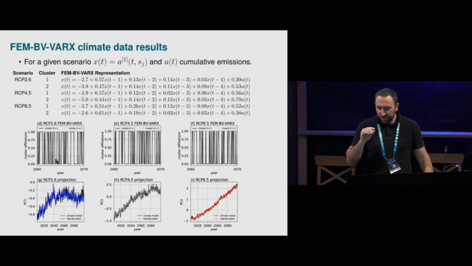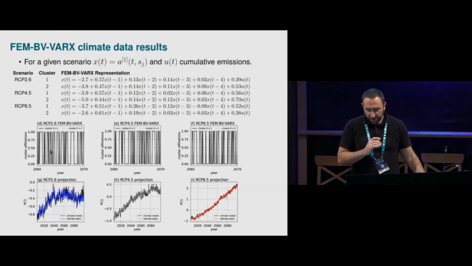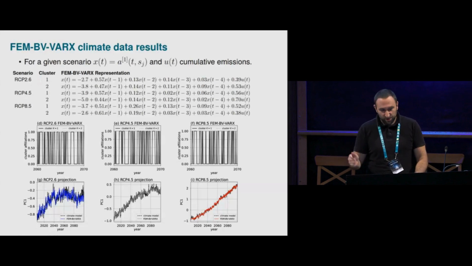So using these vector autoregressive representations and the associated affiliation sequences, if we start from the initial conditions, or the very first value of these principal components, and then run these time series models forward in time, we can reconstruct RCP 2.6, 4.5, and 8.5. Now that in itself isn't all that impressive, it's just reconstructing the data from which it was learnt.